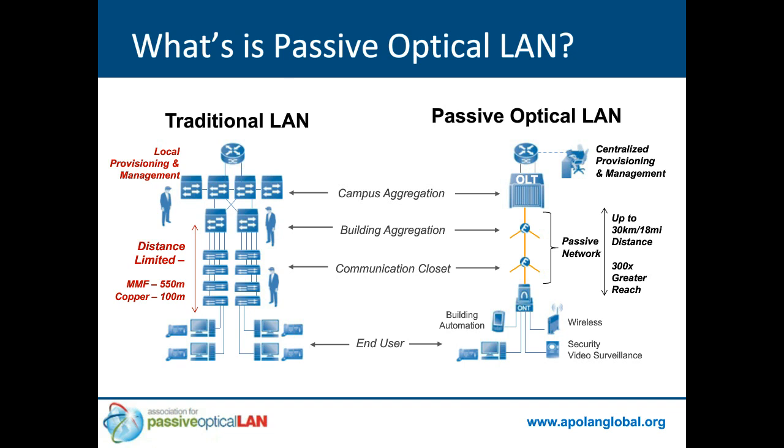And every one of those layers has its own set of electronic switches in the aggregation layer at the core of the building, with communication closets within 300 feet of every device that needs to be connected. And these closets and these aggregation points are often difficult to maintain.